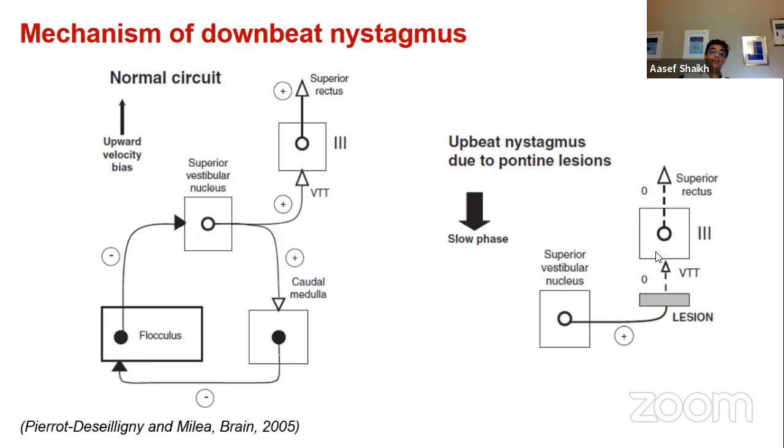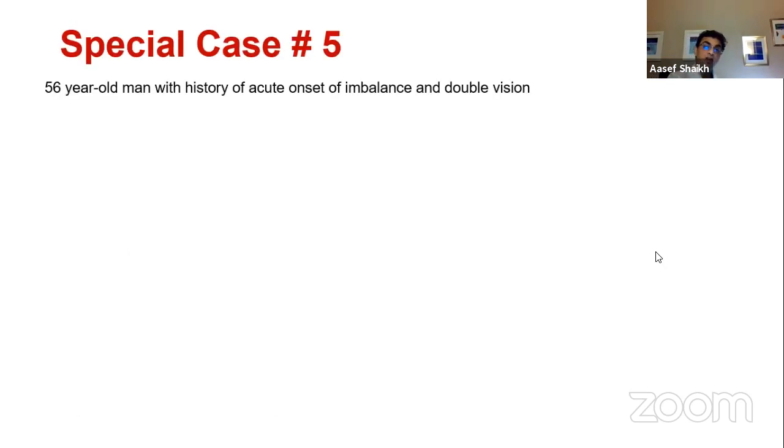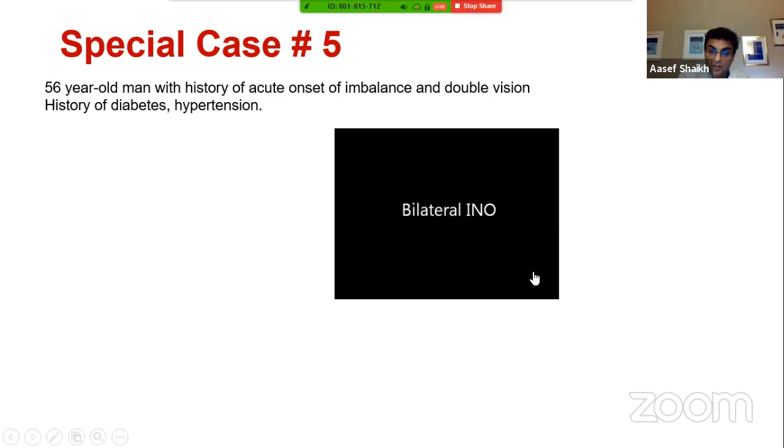So this brings to a special case: a 56-year-old man with a history of acute onset of imbalance and double vision. He had a history of diabetes and hypertension. Now, I want you to look at two things. I want you to look at internuclear ophthalmoplegia. So I'm going to mute the volume here.